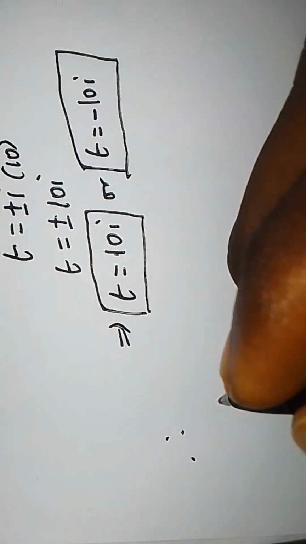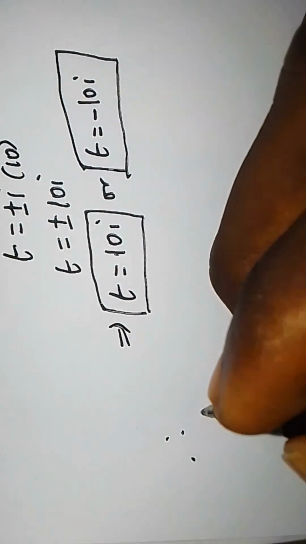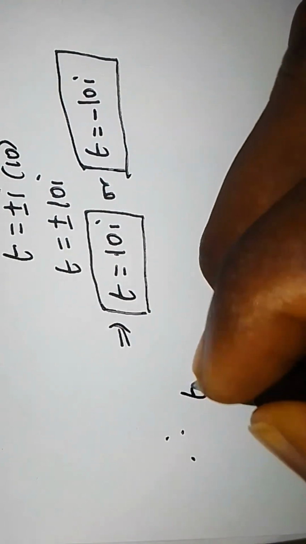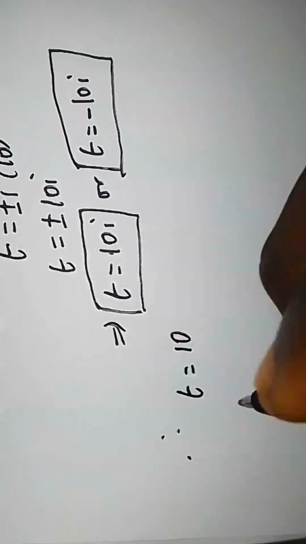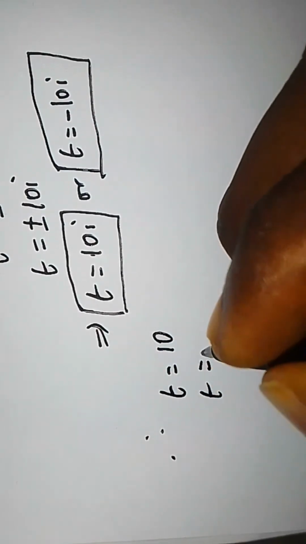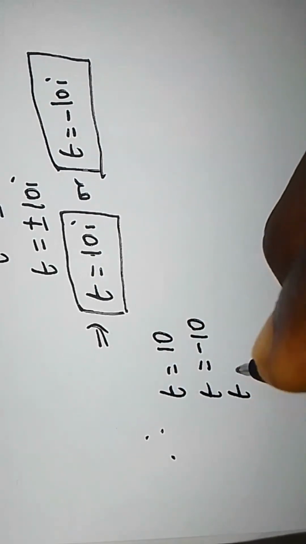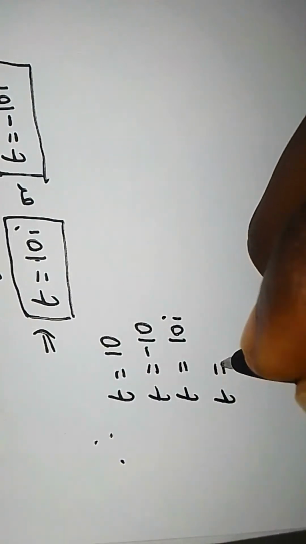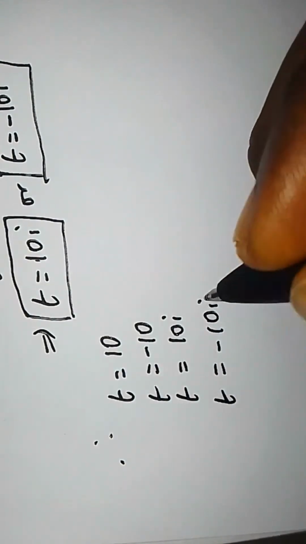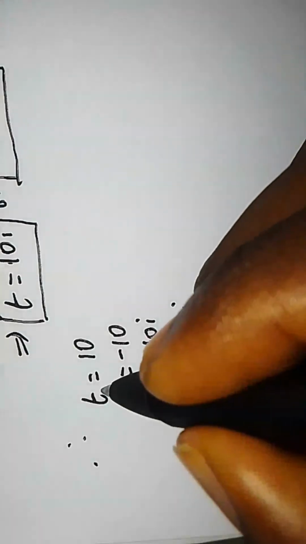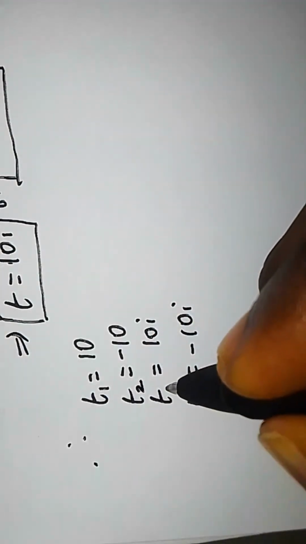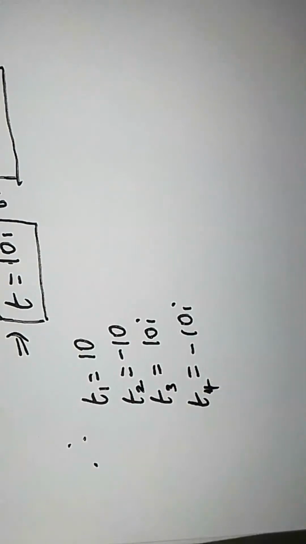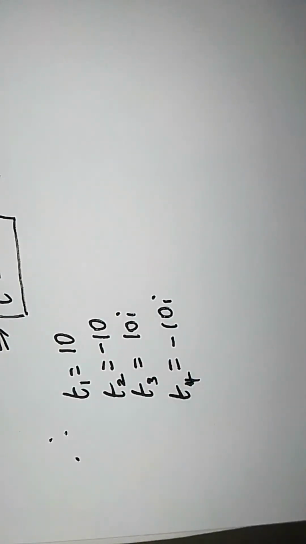Therefore, all the solutions that we have for this tricky algebra problem are t equal to 10. We also obtained t equal to negative 10, t equal to 10i, and also t equals to negative 10i. Let's call these t1, t2, t3, and t4 respectively. It will be very good if we can verify this answer. So let us verify it one by one.